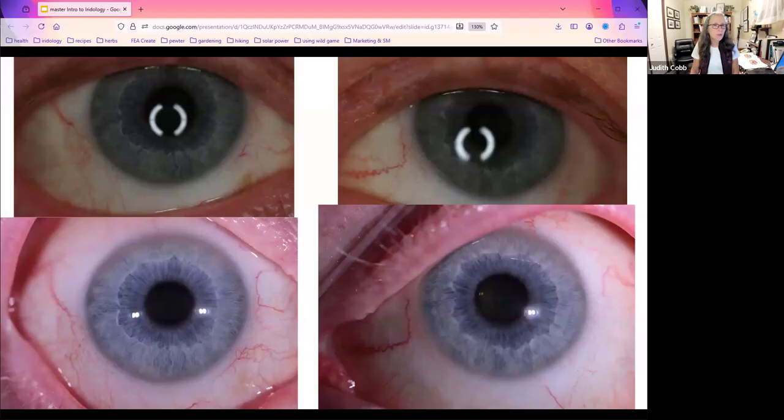Here we have the eye photos of a 64-year-old male. He has been my client for many years. These top photos were taken in 2014. These were taken in 2022, and I've been seeing him typically twice a year since he started coming back in 2022. Now, we can't use these as a before and after comparison.